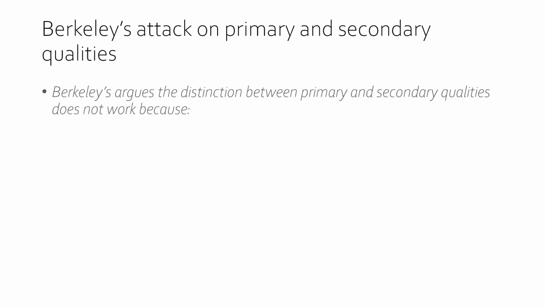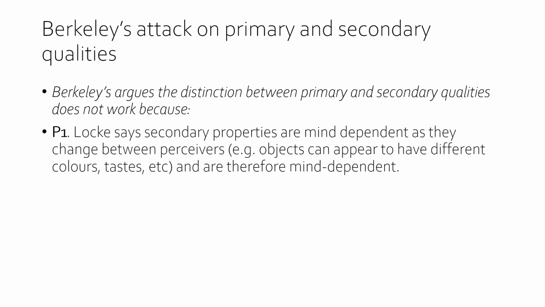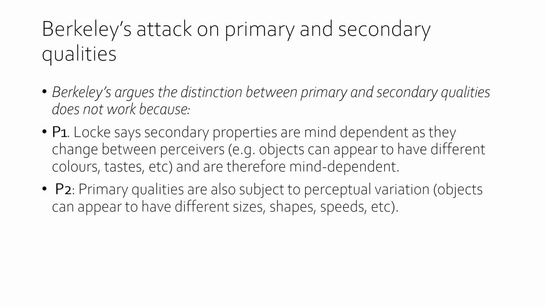Now, the idealist philosopher Berkeley does not accept this distinction. There's a number of reasons that he gives. We'll just mention one, perhaps here for the purpose of a debate in a 25-mark question. Berkeley says that the distinction between primary and secondary qualities does not work. And we can break it down in this way. He argues that Locke says that secondary properties are mind dependent as they change between perceivers. So objects can appear to have different colors and tastes and so on. Therefore, they're mind dependent. Primary qualities, however, are also subject to perceptual variation, says Berkeley.